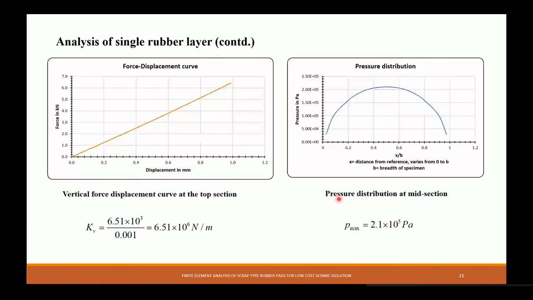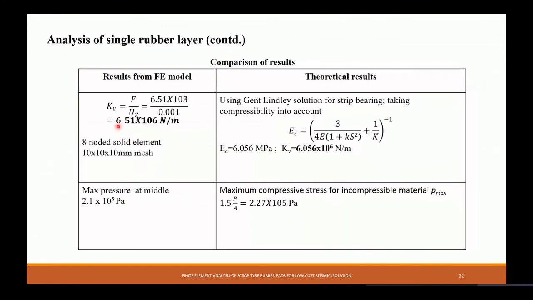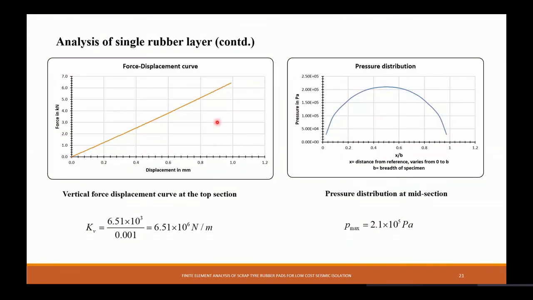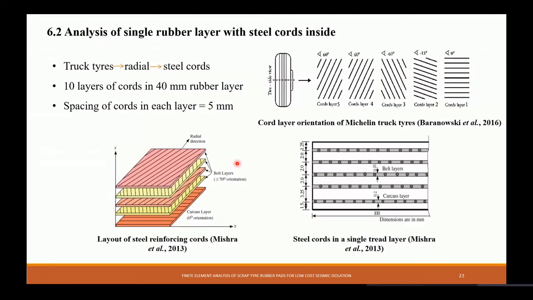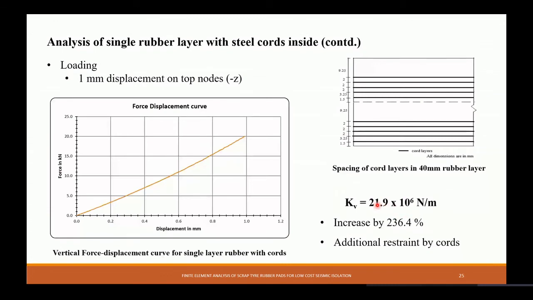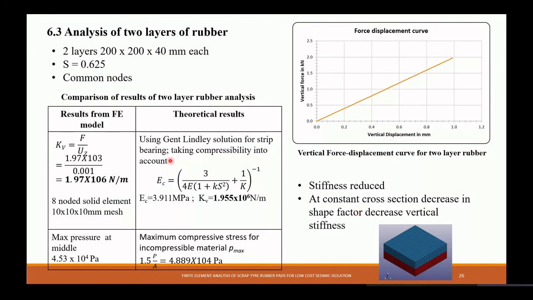So if you look at these, steel cords were not modeled, just the rubber layer. Okay, now when the steel cords are introduced, the vertical stiffness is increased from 6.5 to 21.9. So the vertical stiffness increases by 236%. It is because of additional restraint that is provided by the cords. Okay, and the next step was to compare analysis of 2 layers of rubber, because that was what we tested experimentally.